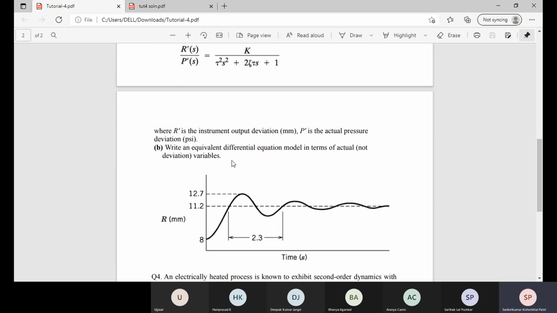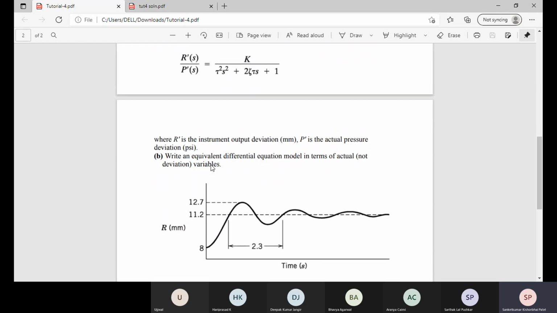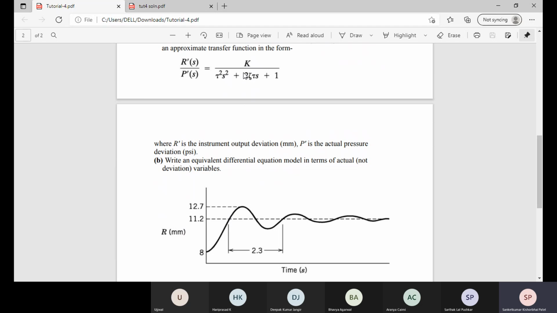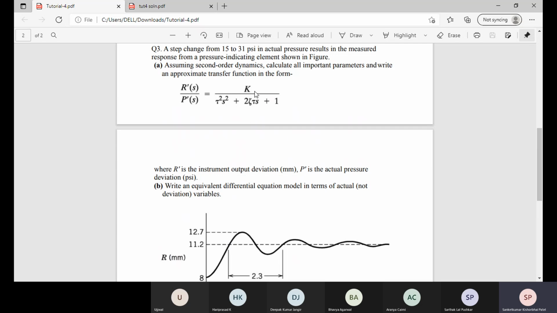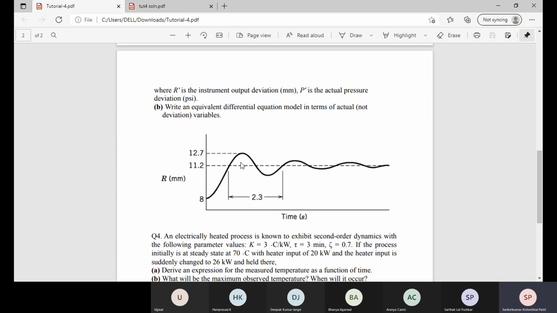Part B, write an equivalent differential equation model in terms of actual, not deviation, variables. So again, we need to convert this equation into a differential equation. So our main task will be to find k, tau and zeta from the given figure.